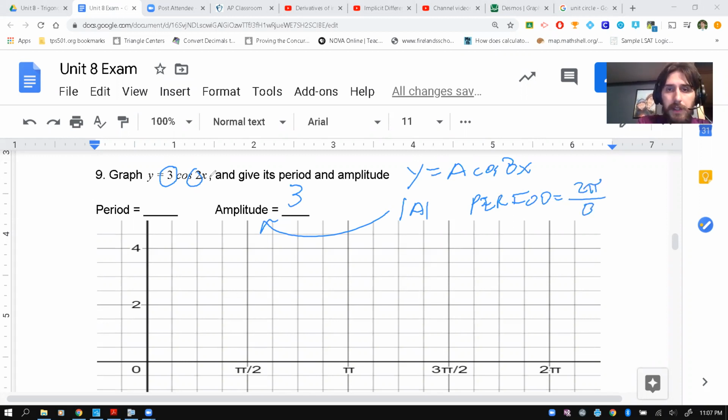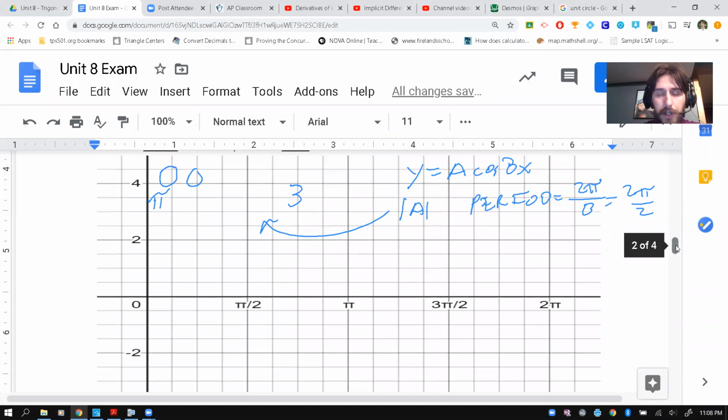So in our problem, it's going to be 2 pi divided by 2, which is just pi. So what this tells me is that this graph is going to oscillate between +3 and -3, and it will repeat that every pi units. And then you have to remember, how does a cosine graph work? So cosine graphs start at the top, right?